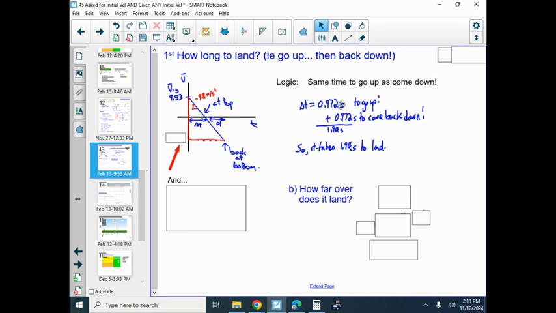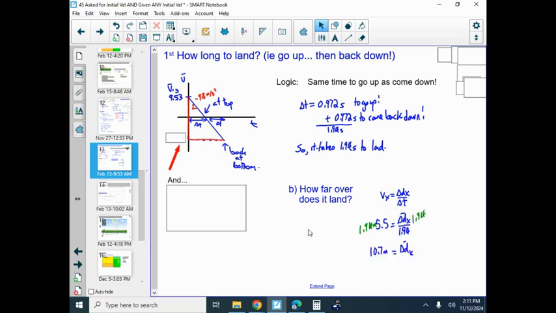While we're at it though here, just say, okay, we've got this 1.94 seconds total. It's traveling sideways that whole time. And so that's, again, one of our horizontal uniform velocity questions. So not uniform acceleration because it's 0, right? We have our 5.5 and our 1.94 in there. And so we solve for the same reasons. We get that it lands 10.7 meters over. Okay.